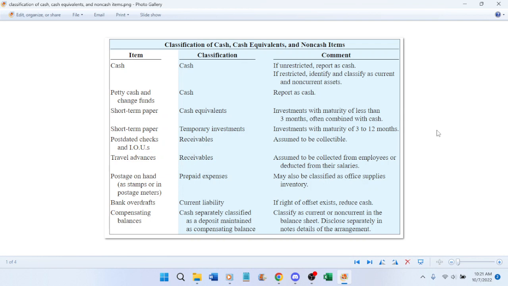Okay, so cash is cash, but if it's restricted, you have to separately classify it as restricted cash. If it's restricted, you cannot include it in the cash amount. You don't count it as cash. If it's restricted, you count it as something else entirely.